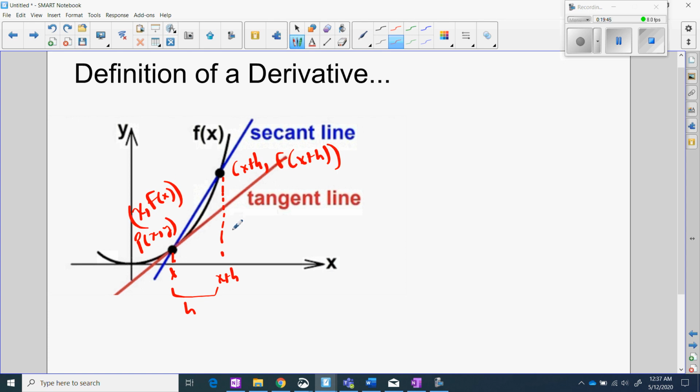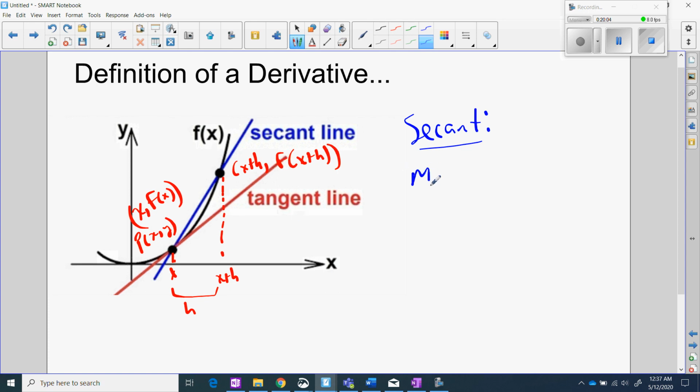I've now got 2 points, and I'm going to find the slope of this blue line. So this is my secant. My secant is found using 2 points. I didn't define it, but a secant is a line that cuts the graph in 2 spots, like this one.